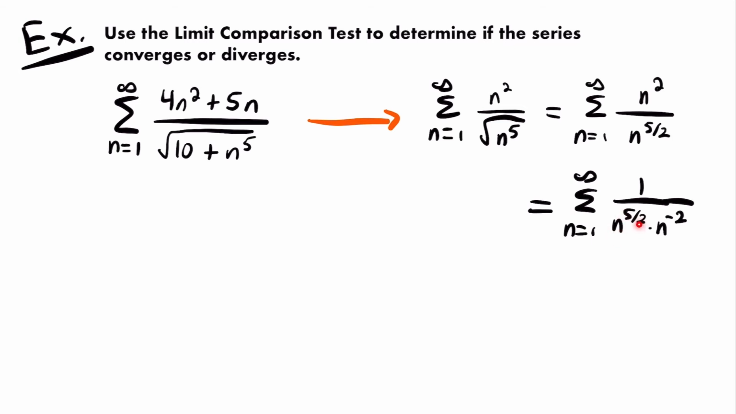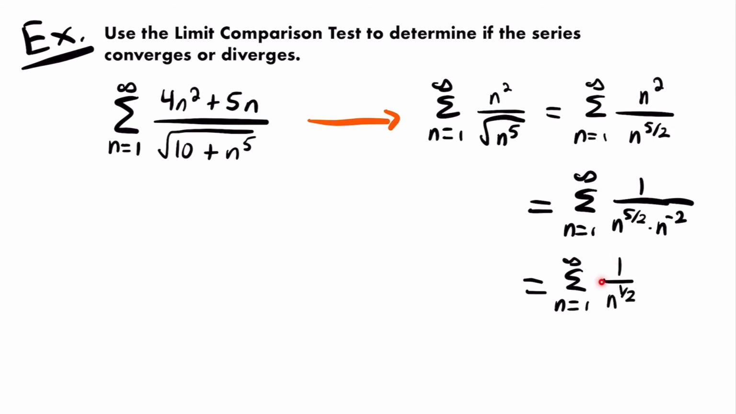Now, n to the 5/2 power times n to the negative 2nd power can be simplified further. Remember that if we want to combine these two parts, we need to add the exponents. x squared times x to the 3rd power is equal to x to the 5th power because we added the exponents, 2 plus 3 is equal to 5. The same is going to occur for n to the 5/2 power and n to the negative 2nd power. So 5/2 plus negative 2 would be 5/2 minus 2, and 2 is 4/2, so 5/2 minus 4/2 is 1/2. And so this is equal to the sum from n equals 1 to infinity of 1 divided by n to the 1/2 power.